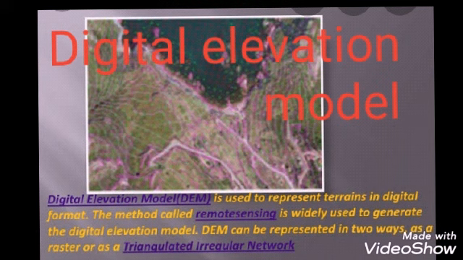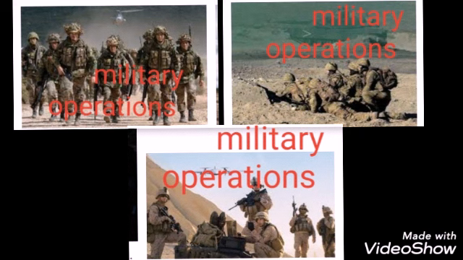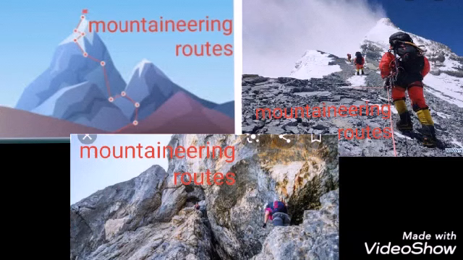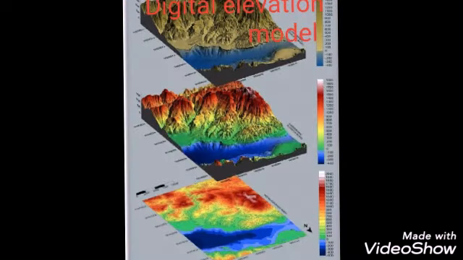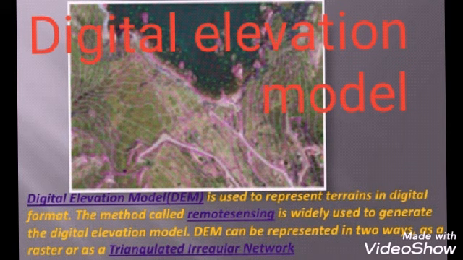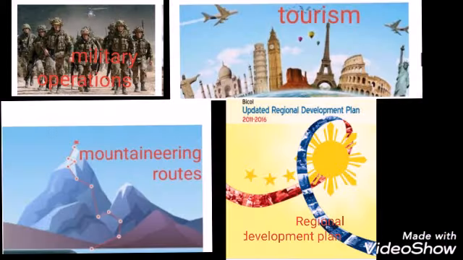Physical maps can be used in military operations, tourism, drawing up mountaineering routes, in making regional development plans, etc. This is a very useful and modern method. Digital elevation model is an advanced method. It is a modern method and it is very useful because it is more accurate.